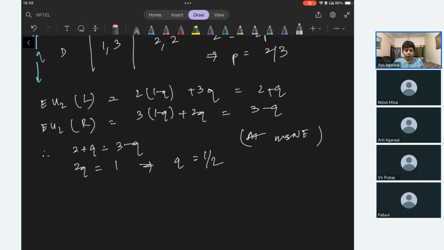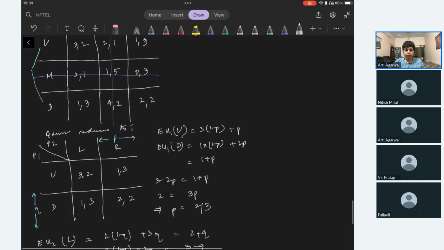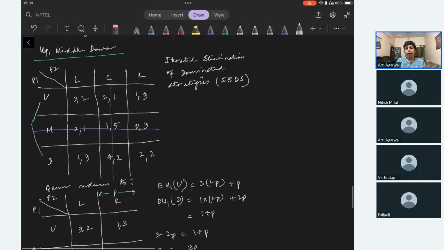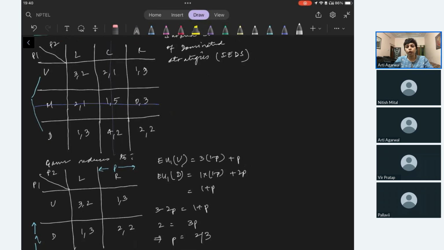So this is how you calculate the MSNE of a game where you have mixed strategies dominating some pure strategy. Okay. So what we did was iterated deletion of dominated strategies. Remember, in this case, we first deleted M. After deleting M, we found that C was dominated by a combination of L and R.